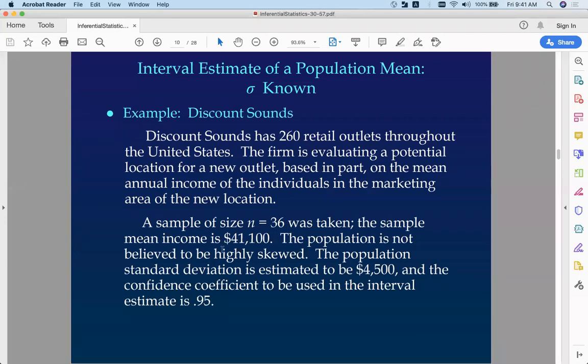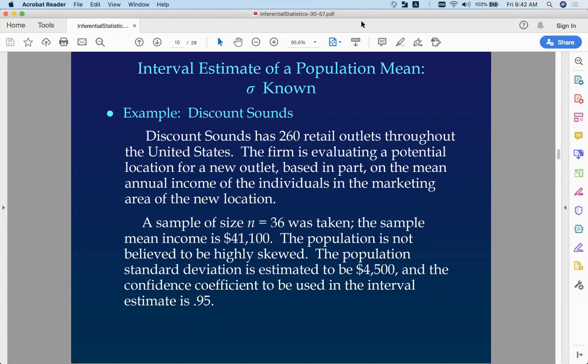The sample mean income is basically $41,100. The population is not believed to be highly skewed, which means you can assume that the population is normally distributed. The population standard deviation is estimated to be 4,500. They don't clearly know. They are estimating it to be 4,500. And the confidence coefficient to be used in the interval estimate, they are also giving this along with the question. The confidence coefficient to be used in the interval estimate is 0.95.